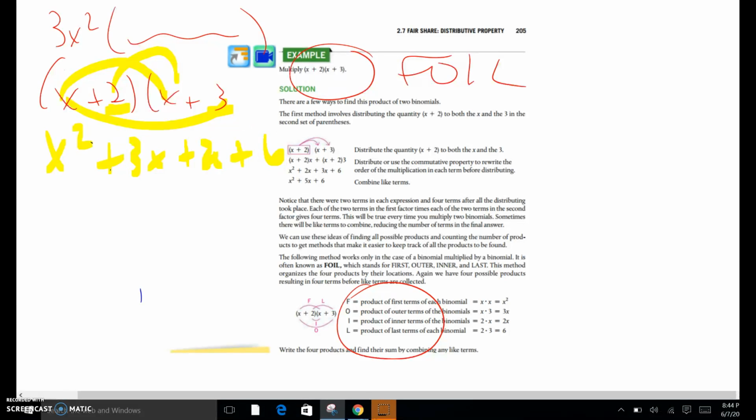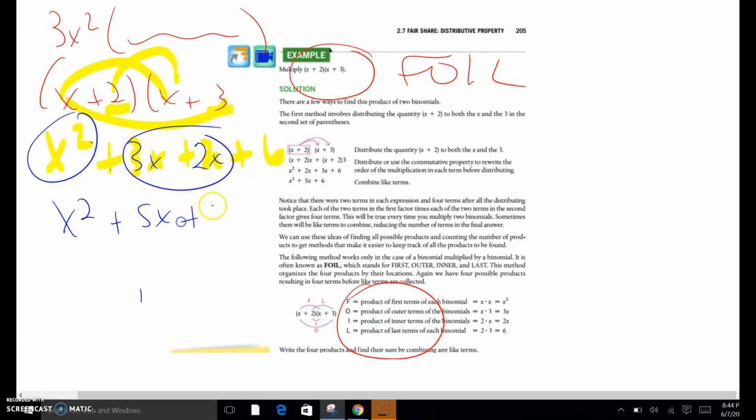Right? And so then you have to collect like terms. So you have x squared, there's no other. And then you have what? 3x and 2x, those are like terms. And when you combine them, you just get x's. Cats and cats make more cats. Okay? And then 6. And that is simplified. And that's FOIL, because you're multiplying the first, the outside, the inside, and then the last.